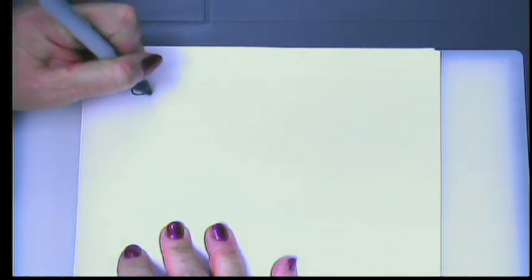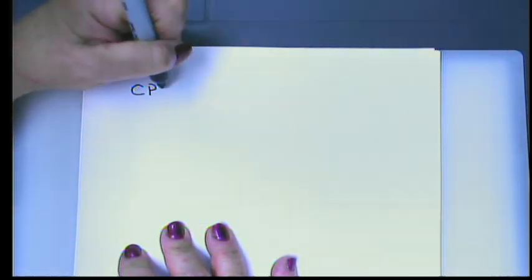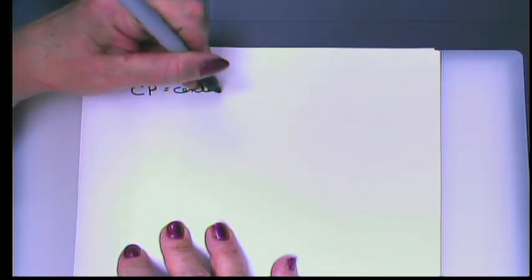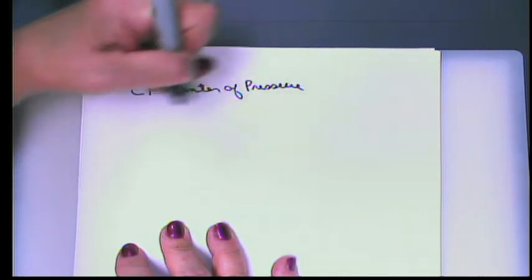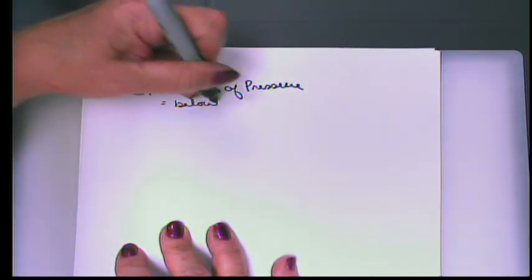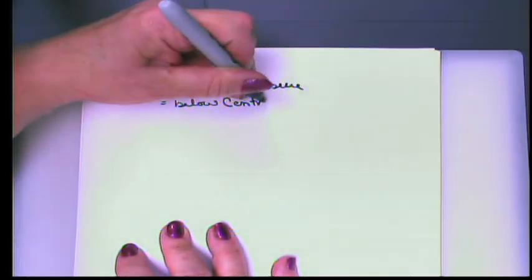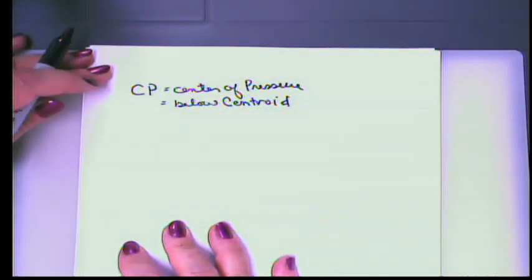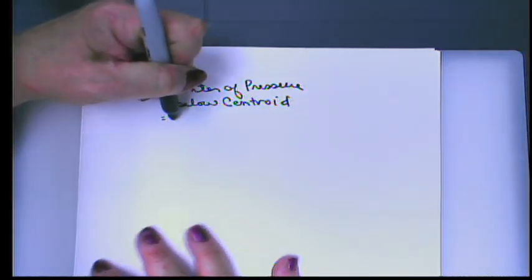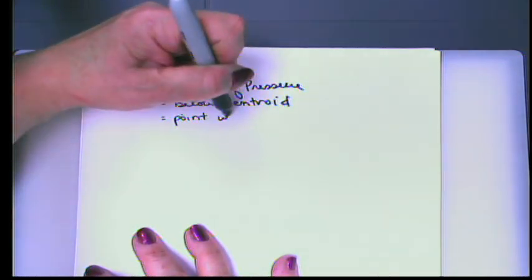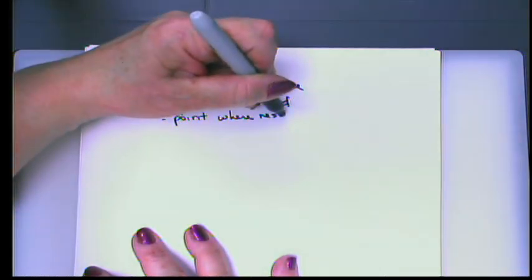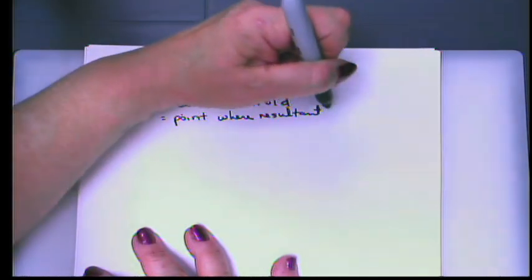Here we go. The point through which the resultant force acts is called the center of pressure. So the center of pressure is, as we said, below the centroid of the plate, or the object that is submerged, and it is the point where the resultant force acts. And it's a resultant hydrostatic force.